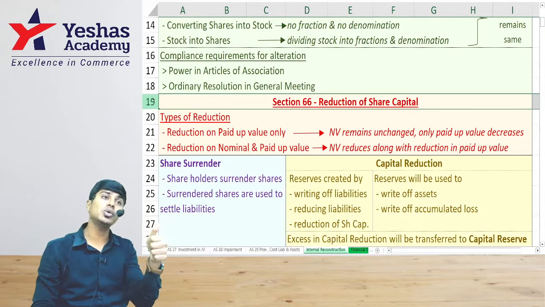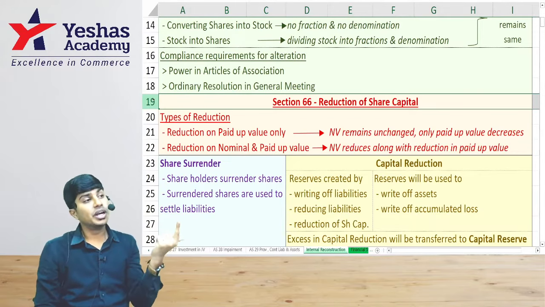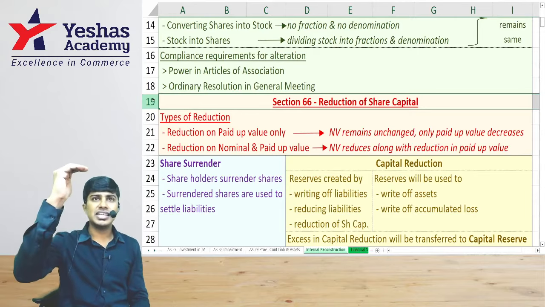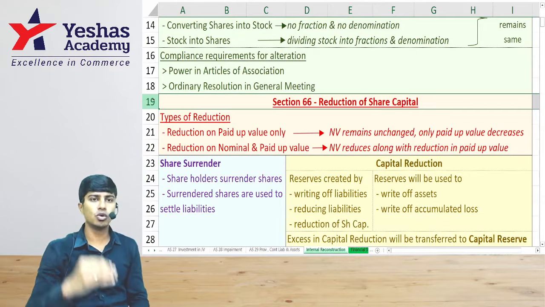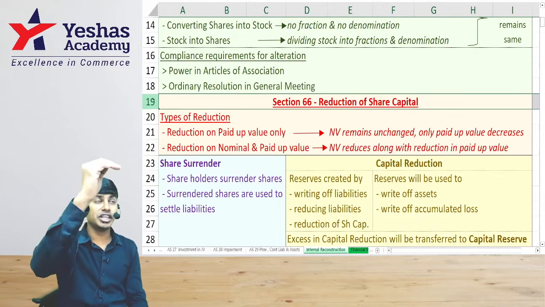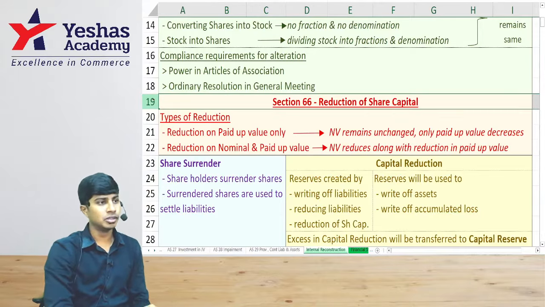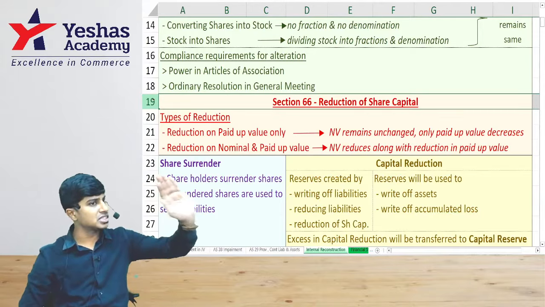Number one, reduction only in paid up value. Number two, reduction in nominal value as well as paid up value. What do you mean by reduction only in paid up value? The company has shares of rupees 10 each. They are going to reduce shares of rupees 10 each fully paid up to shares of rupees 10 each, rupees 8 paid up. So nominal value of the share remains 10.